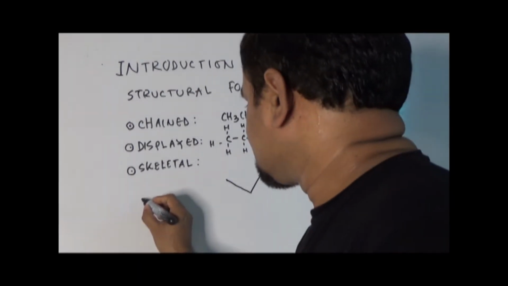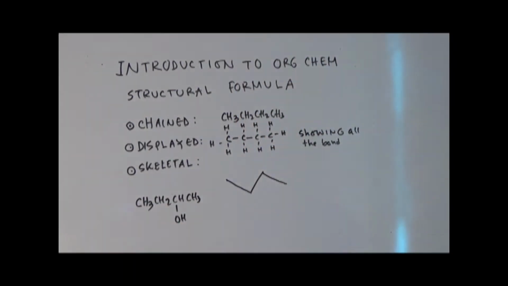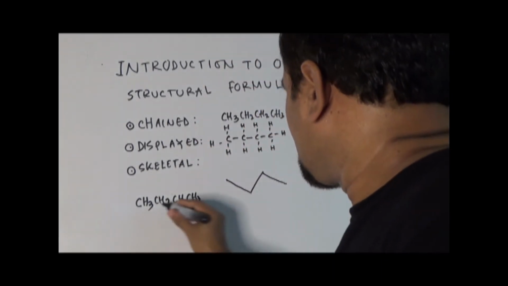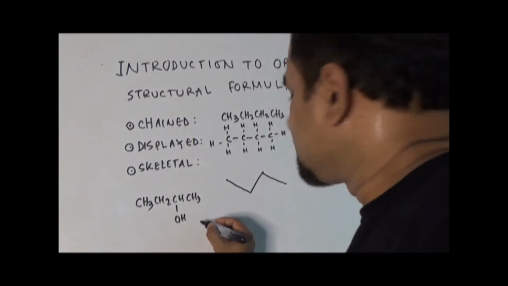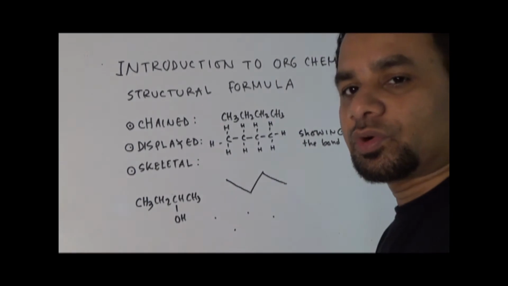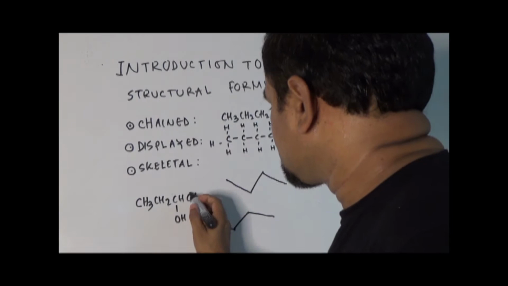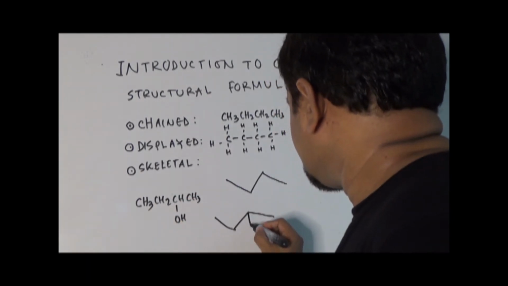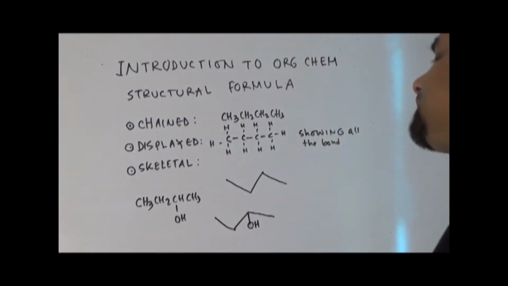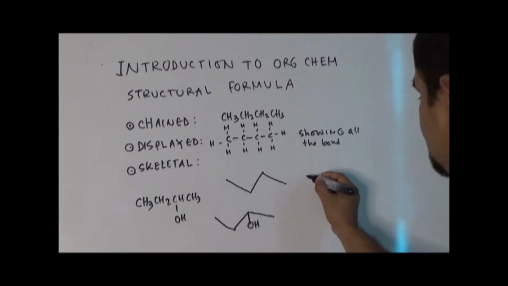Another one, say, this is an organic molecule with a hydroxyl group. The skeletal will be, we have here 1, 2, 3, 4 carbons. So for the 4 carbons, we write the main chain first. This is the main chain, but at position 1 and 2 there is a branch. The branch is the OH. This is the skeletal formula.